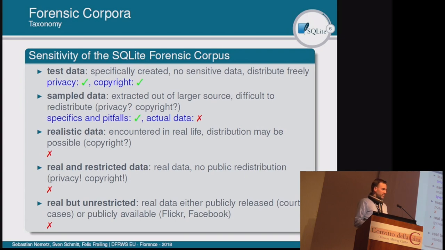It also contains aspects of sampled data, because over the years we collected between 1,000 and 2,000 database files out of the internet. However, we don't know what contents are in those databases, so we currently do not share them. What we have done, though, is we looked at the sampled data, analyzed it, and drew some specifics and pitfalls out of that, which we included in turn in our corpus. So it is test data, it contains aspects of sampled data, but it is not real, and it's not realistic data. This is kind of a shortcoming of that corpus, and maybe in the future we will be able to extend the corpus by real sample data, or by real data.